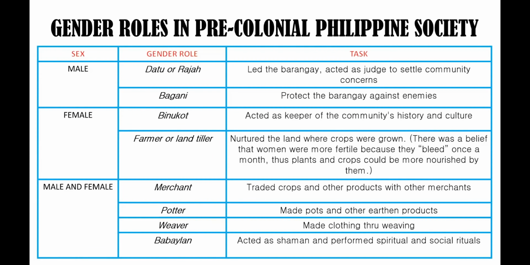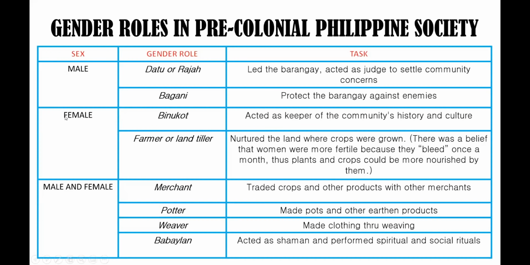Now, the gender role for male during the pre-colonial society: they are the ones called dato or raha. Their task is to lead the barangay and act as judge to settle community concerns. So in short, they were the leaders during that time. Next, we have the bagani. When we say bagani, they protect the barangay against the enemies. So meaning to say, they were the soldiers before.